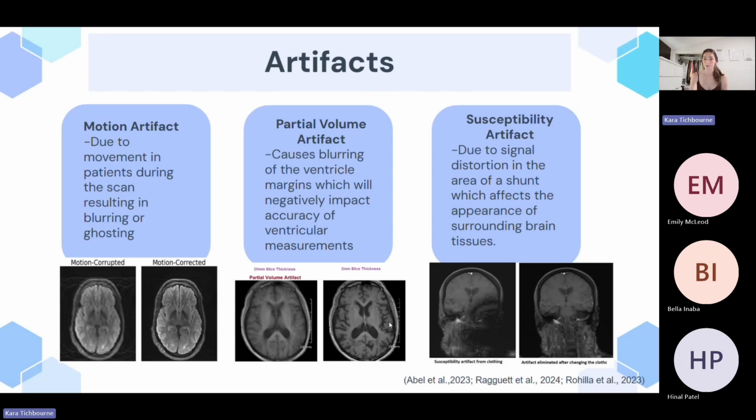Another common one for patients with shunts is the susceptibility artifact, which is due to signal distortion in the area of the shunt, which will affect the appearance of surrounding brain tissue or just the absence. You won't be able to see it. So like in this image here, this patient had metal on their clothing, but it could be similar to the shunt, and you were just unable to see any of the anatomy in that area.